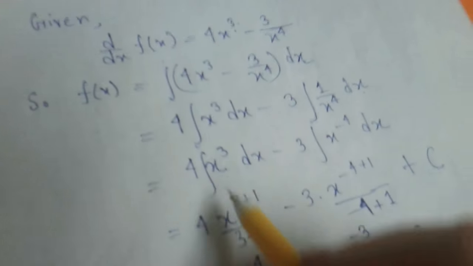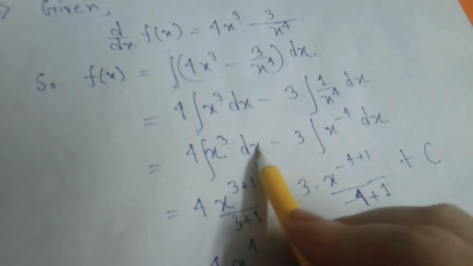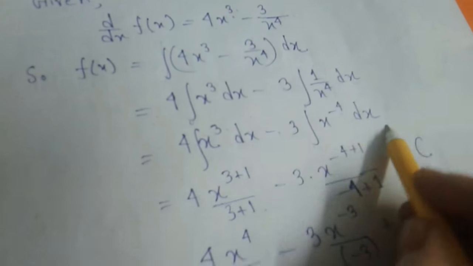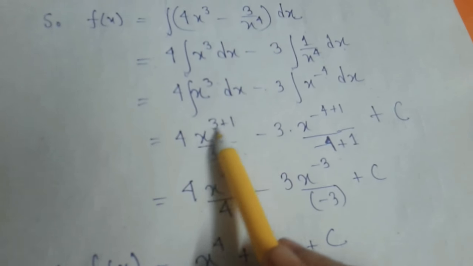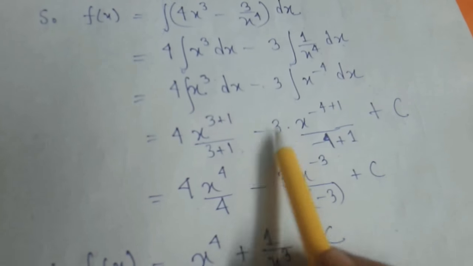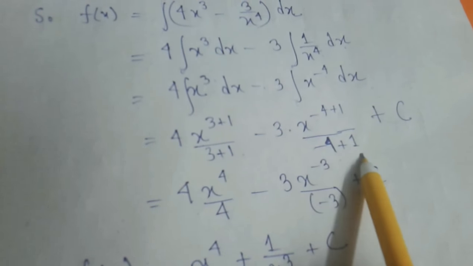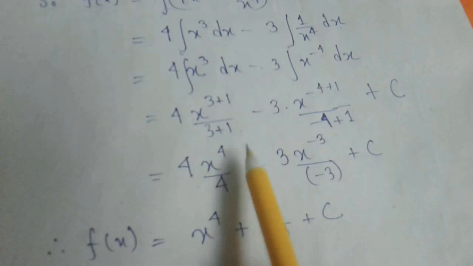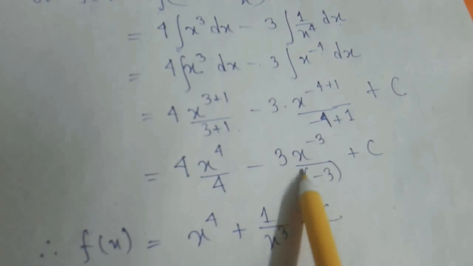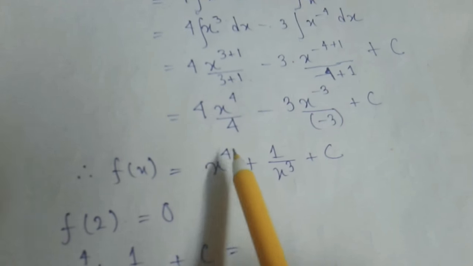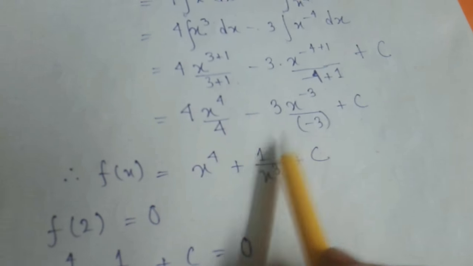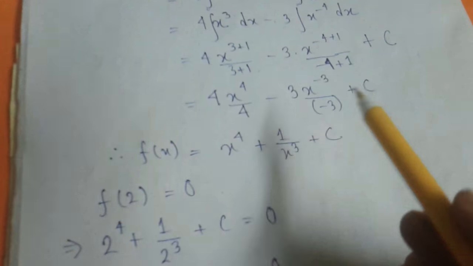Using the formula, that equals 4 into integration of x cube dx minus 3 into integration of x to the power minus 4 dx. Using the formula, 4 into x to the power 3 plus 1 divided by 3 plus 1, minus 3 into x to the power minus 4 plus 1 divided by minus 4 plus 1, plus c. That is 4 into x to the power 4 by 4 minus 3 into x to the power minus 3 divided by minus 3, plus c. The 3 cancels out, and minus 1 becomes plus. That is f(x) equals x to the power 4, the 4 cancels out, plus 1 by x cube plus c.